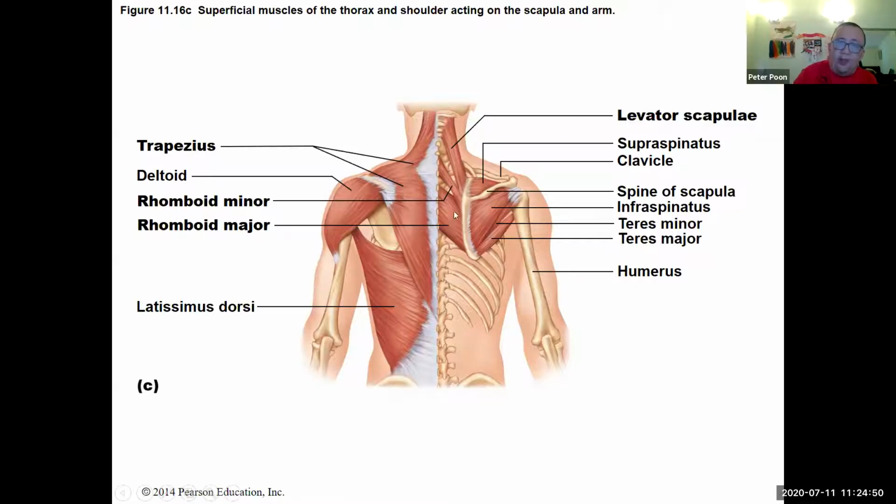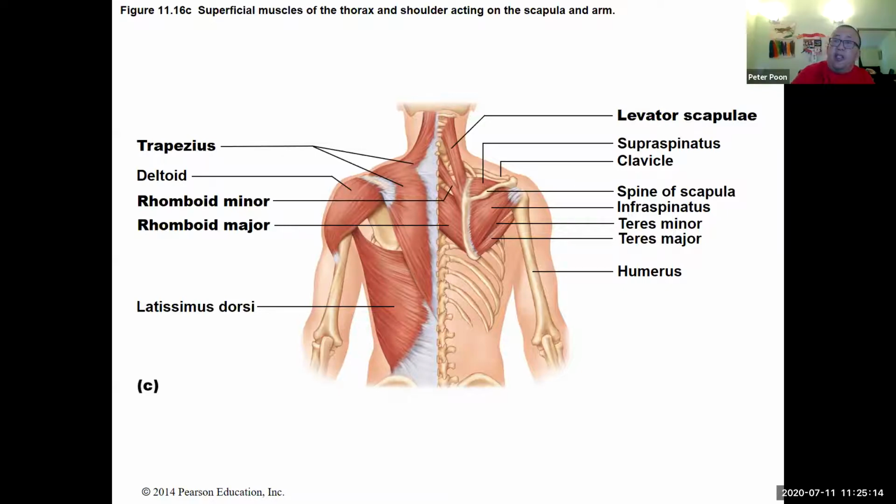That right there is the rhomboids. Rhomboid major, rhomboid minor. What they do is they bring the two scapulas closer together. So if you're moving your arms back, they actually move the scapulas back together. Now this is the levator scapulae, and it does exactly what it sounds like it does.